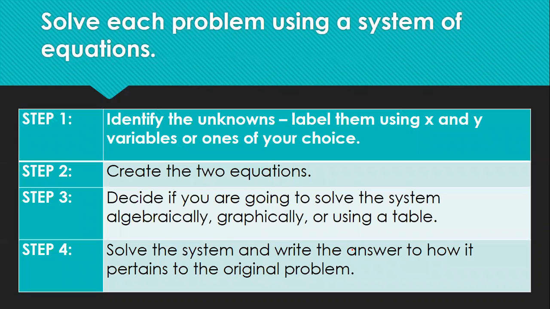So steps to solve. Step 1 is we're going to identify the unknowns. So we label them using x and y variables typically, or you can choose your own variables. Step 2, we create the 2 equations from what we read. Step 3, we decide if we're going to solve the system algebraically, graphically, or using a table. Step 4, we solve the system and write the answers to how it pertains to the original problem.